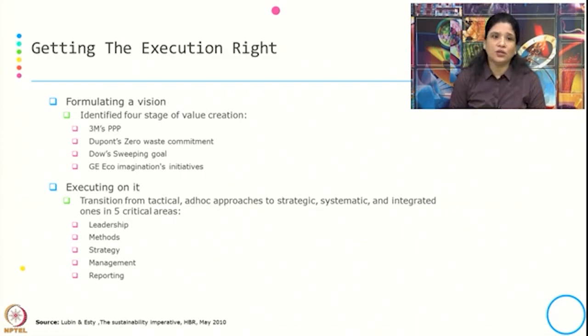So the transition has to happen in all these five critical areas when we execute the stages of value creation. Only then will the end result come. That is the transition in leadership, methods, strategy, management and reporting.